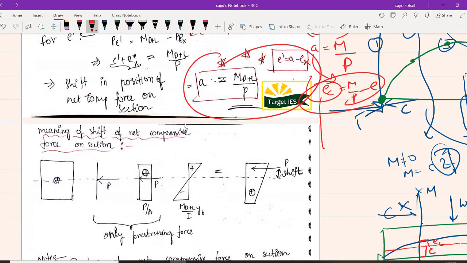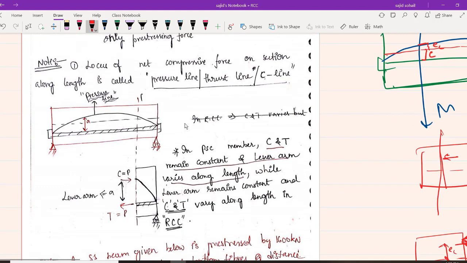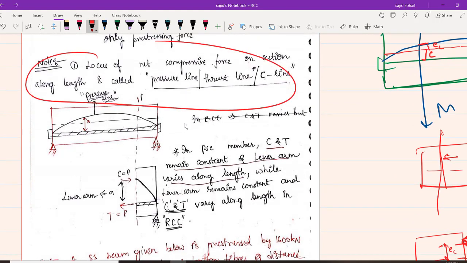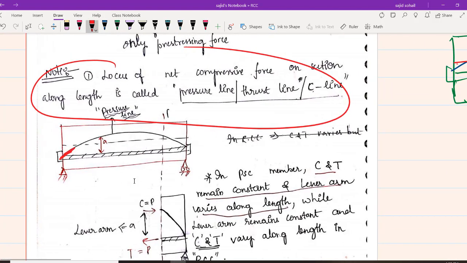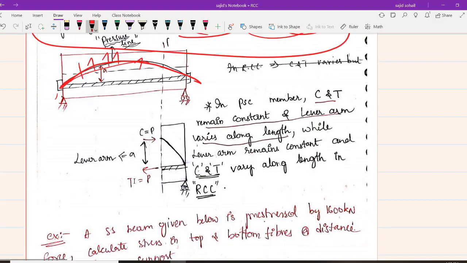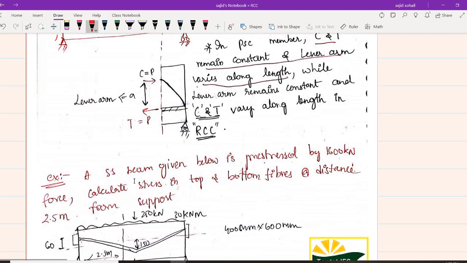This is how your compressive force of the section is shifting from one point to other point. That is very important. So this note is very important. Locus of net compressive force on a section along a length. What is it? Locus of net compressive force along a section. So whatever, if you are joining this, you are getting your pressure line, thrust line or C line. It is a very important concept. Okay, it is a very important concept.